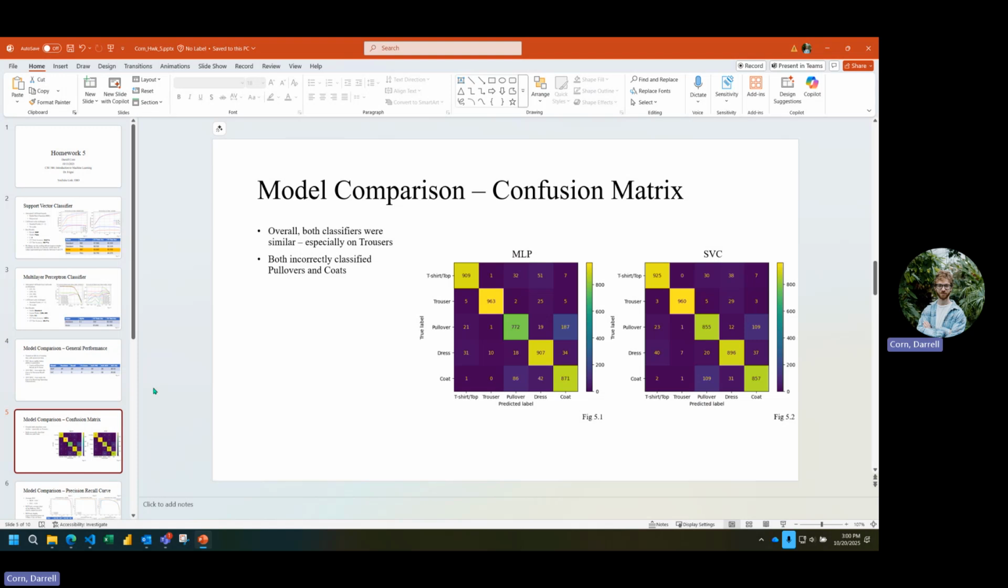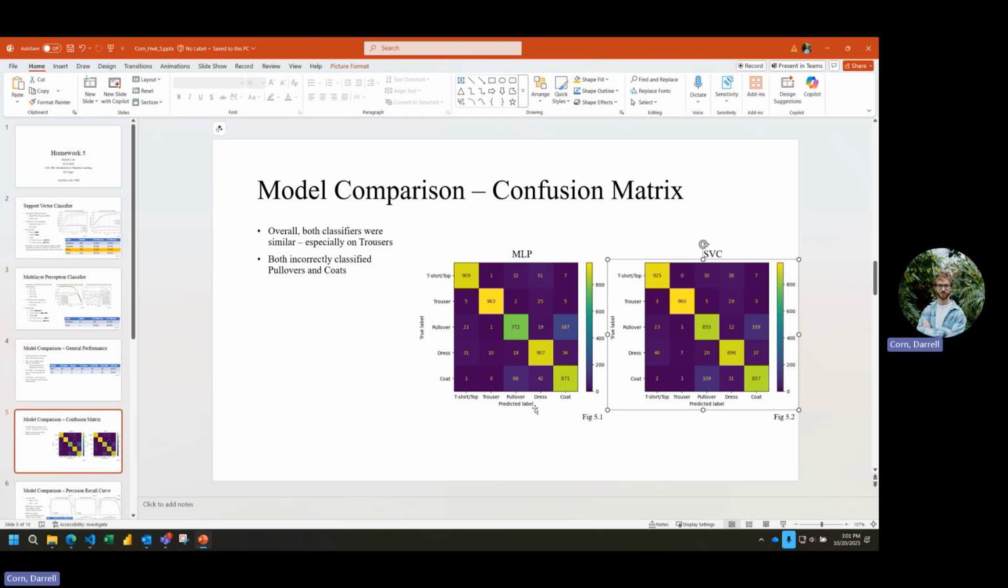All right, let's compare the confusion matrices so we can see how each classifier is doing on the individual classes. Overall, the classifiers are fairly similar, especially on the trousers class. We can see here the MLP correctly guessed about 963 trousers, whereas the SVC correctly guessed 960. So very similar there. They both did very well in that class.